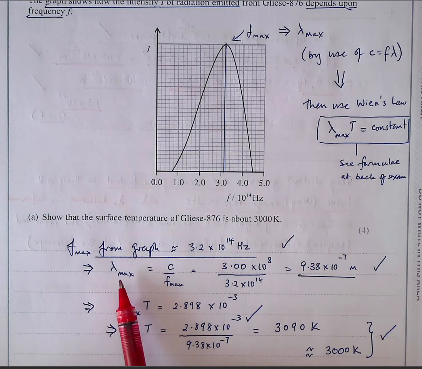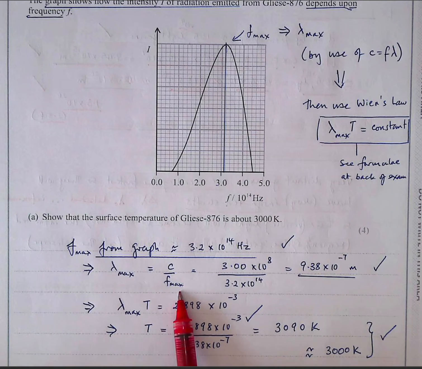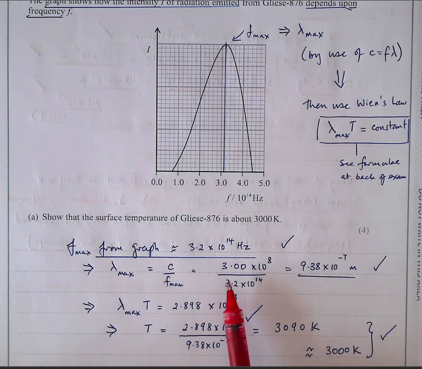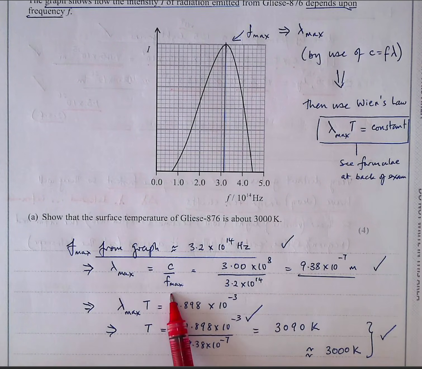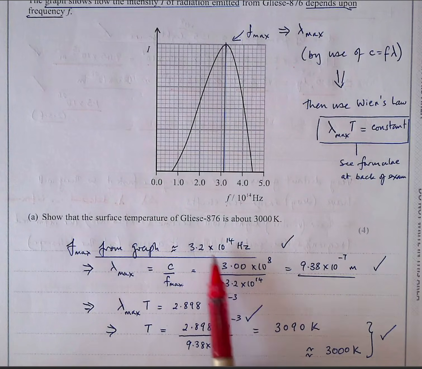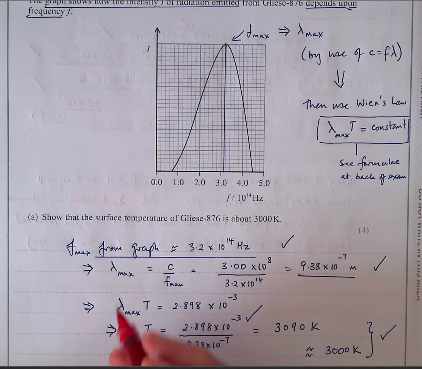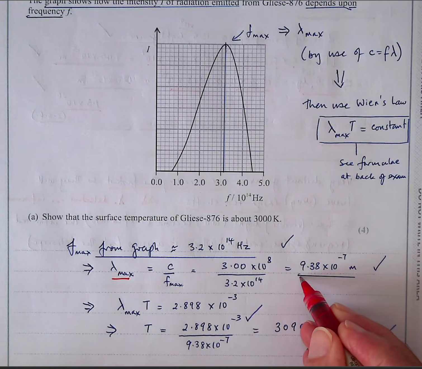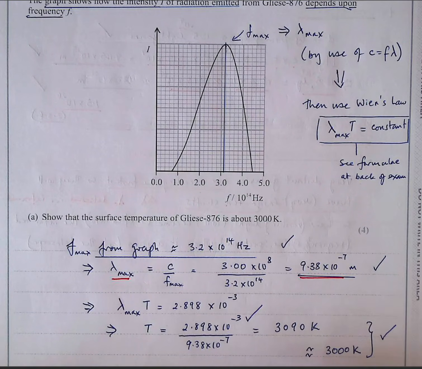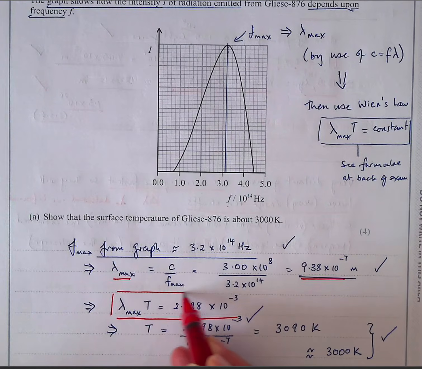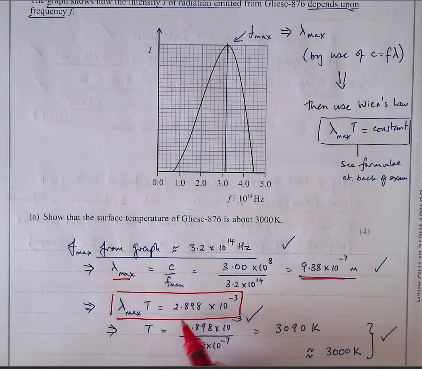So lambda max equals c over frequency max, from the equation v equals c equals f lambda. So we know c is 3 times 10 to the 8. We know frequency is read off the graph as 3.2 times 10 to the 14. And we get a value of the maximum wavelength to be 9.38 times 10 to the minus 7 meters. So once we know that, we can put it into this equation. So there's the full equation from the back. There's the constant value.